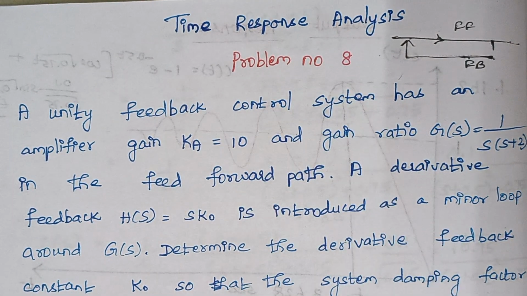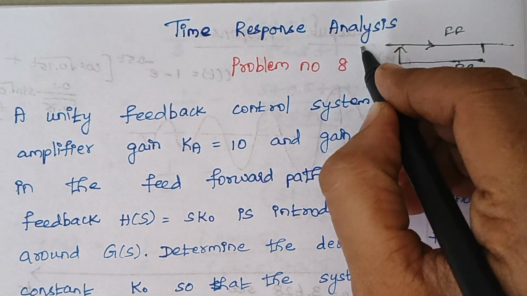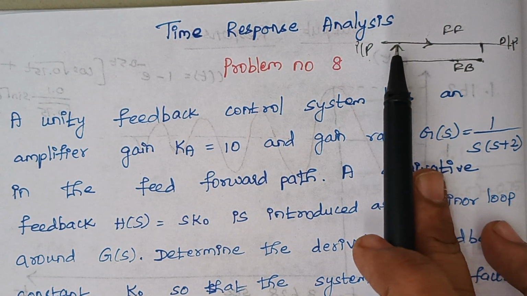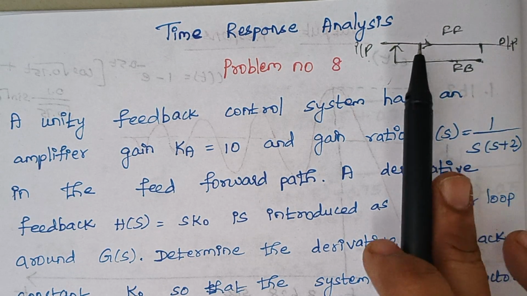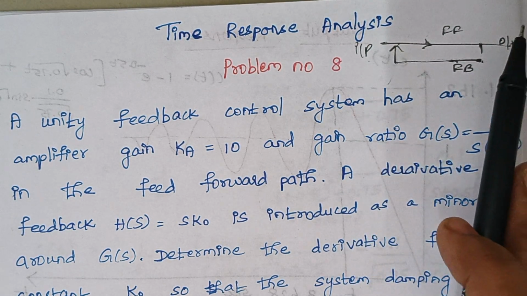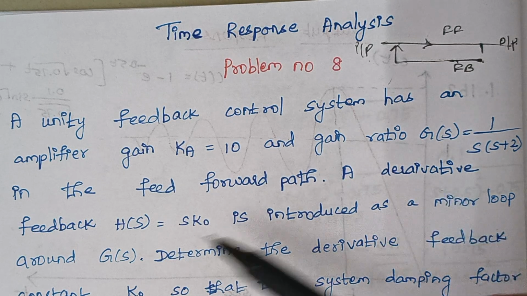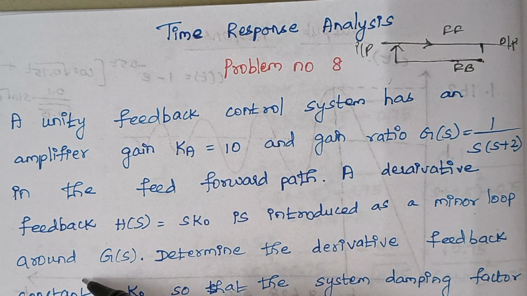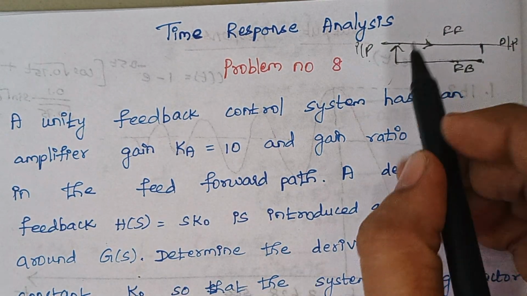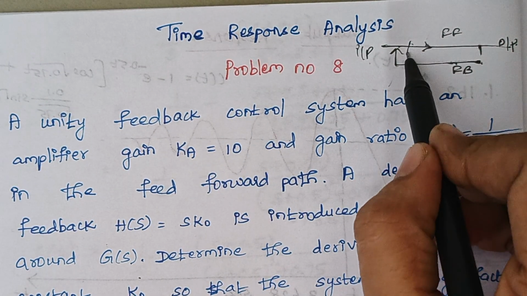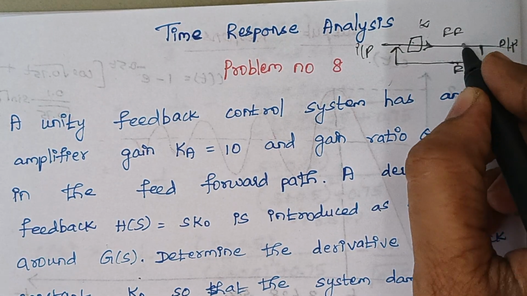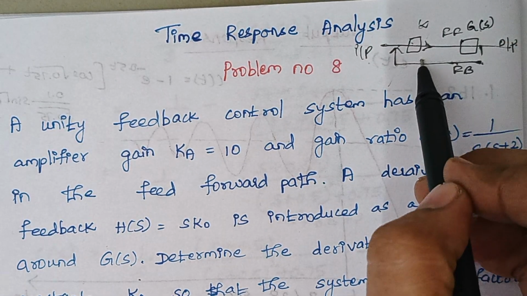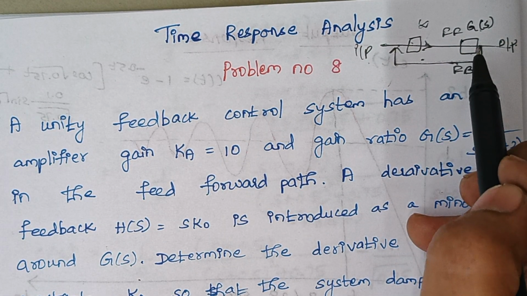Here you will be having your input. So this is your input part and this is your output part. The elements which are present between your input and output, that path is known as feed forward path. And a derivative feedback H of S is introduced as a minor loop around G of S. Now we are having a gain K, and apart from that we are having another element G of S. Both these are said to be in the feed forward path.